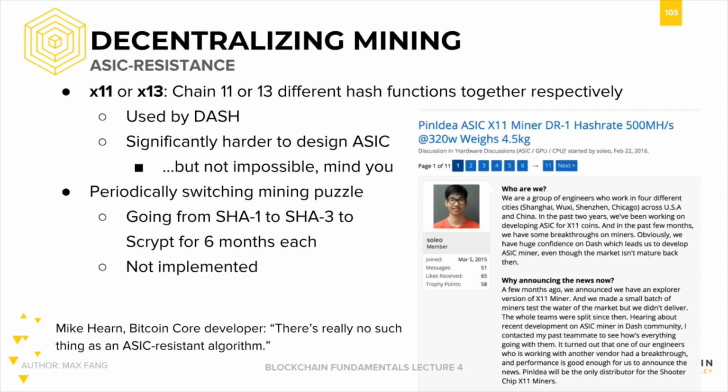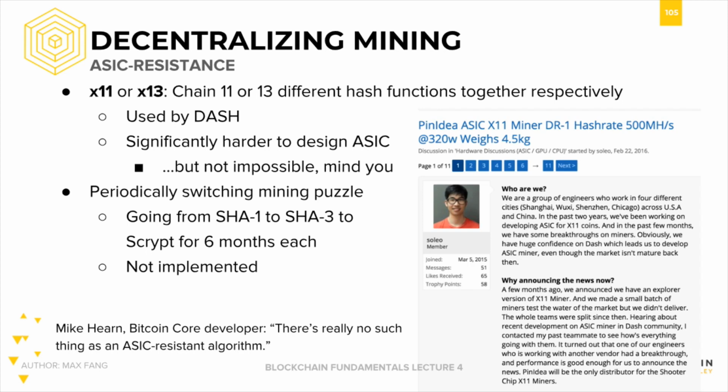Yes, and so over here on the right, you can see this graphic is of some very smart people who came out with an ASIC for Dash. And down there in the corner, you can see a quote from a Bitcoin Core developer saying there's really no such thing as an ASIC-resistant algorithm. The takeaway here is, if you create a market for something, somebody will find a way to do it. The question is how you can maybe work around that.